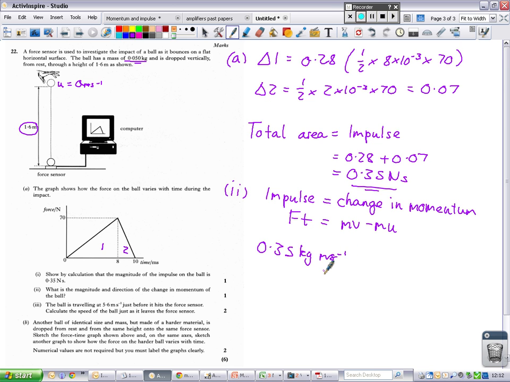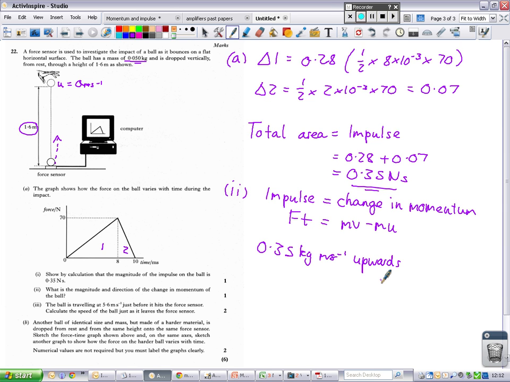And you've got to think about which direction the change in momentum is. Well, the ball is dropped down here and then it's going to rebound upwards, so its change in momentum is upwards. Could you put negative? As long as you gave a correct direction. So you can use just the negative? No, because it says state the direction there. If you put negative 0.35 and said opposite direction or something like that, then that would be okay.